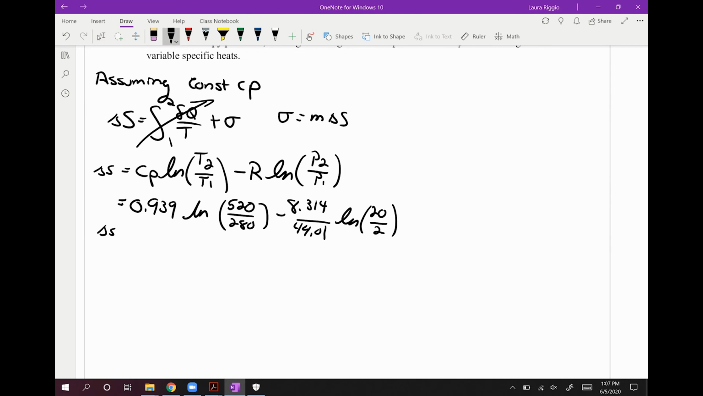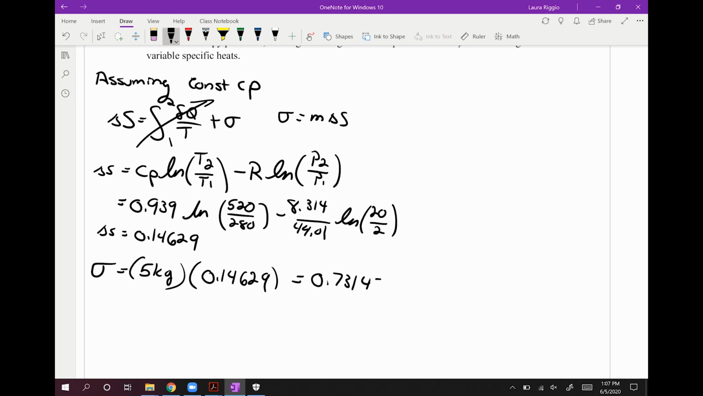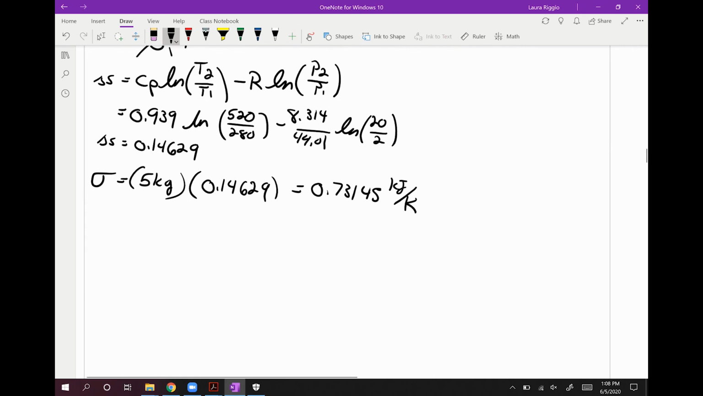So our change in specific entropy is 0.14629. So sigma is our 5 kilograms times 0.4629, which is 0.73145 kilojoules per Kelvin.